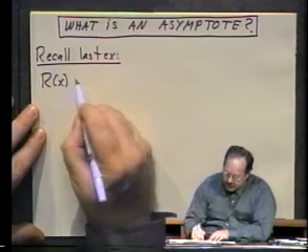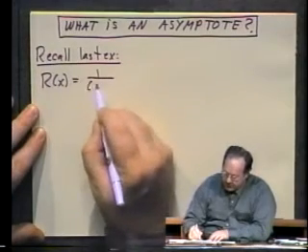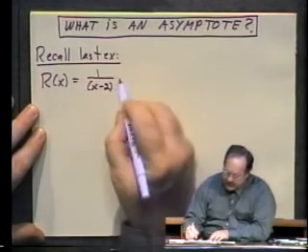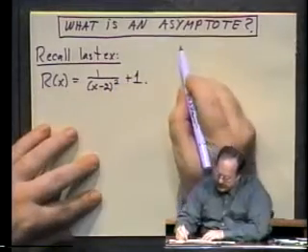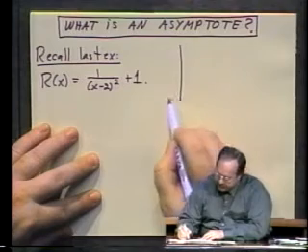The last example was r of x equals 1 over x minus 2 squared plus 1. And I'll re-sketch the picture we had at the end.